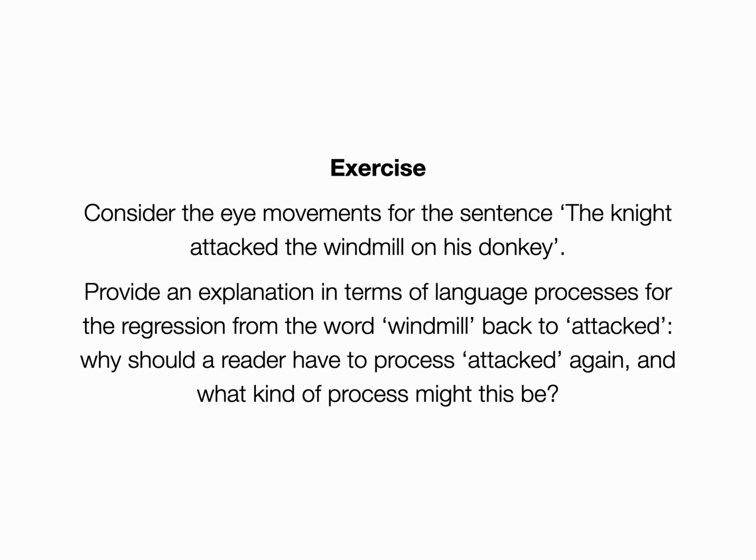Here's an exercise for you. Consider the eye movements for the sentence in the previous slide and try to provide an explanation in terms of language processes for the regression from the word windmill back to attacked. Try to imagine why the reader should have to look again at attacked and perhaps process it again, and what kind of process this might be.